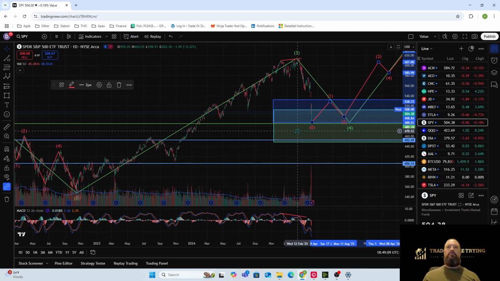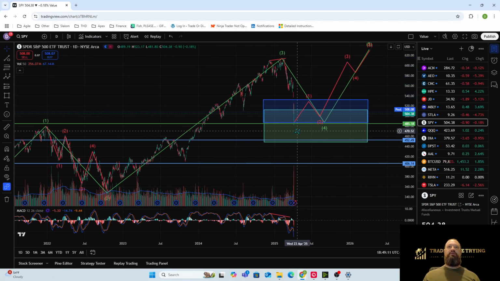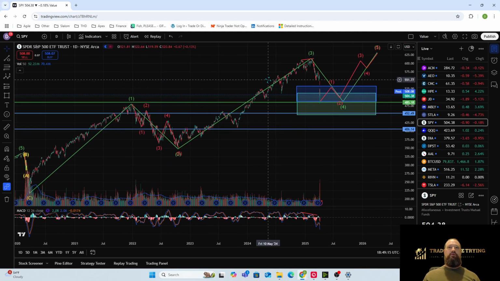So one day at a time, we'll see what happens. But it is definitely following our rules. It's following the behaviors of Elliott Waves with its pullback. And it'll be exciting to see what happens from here.